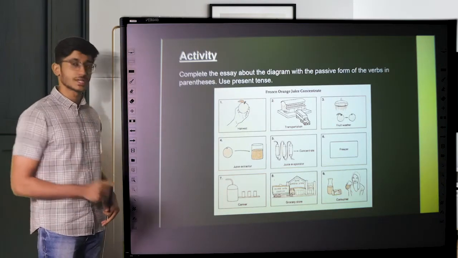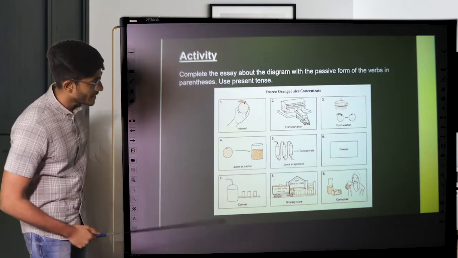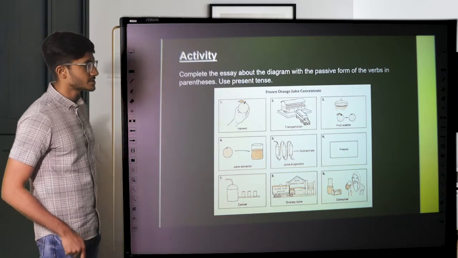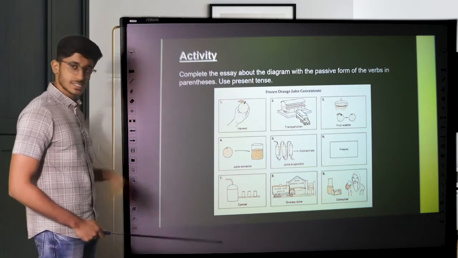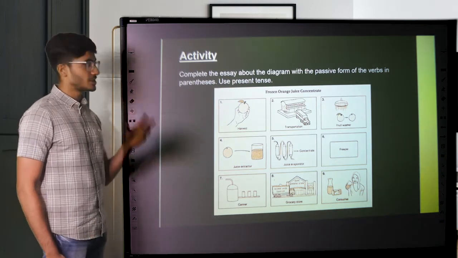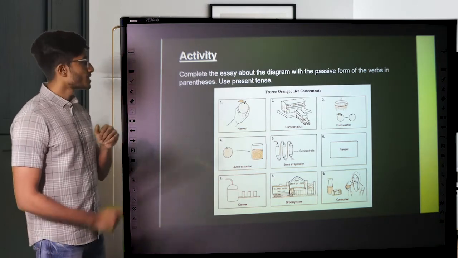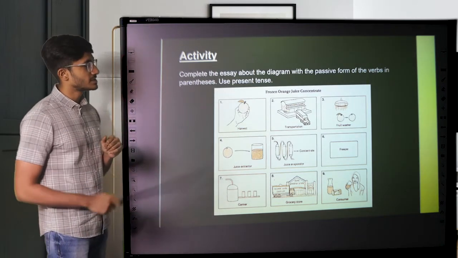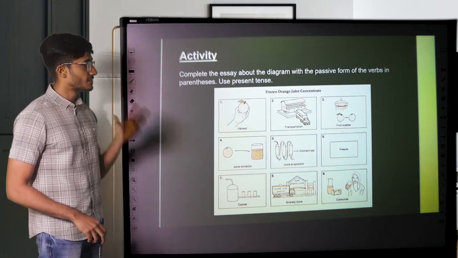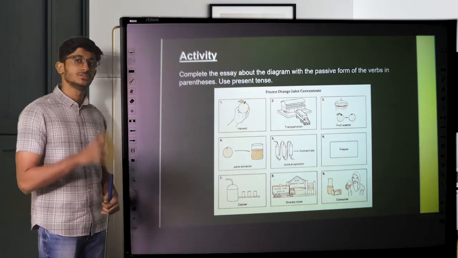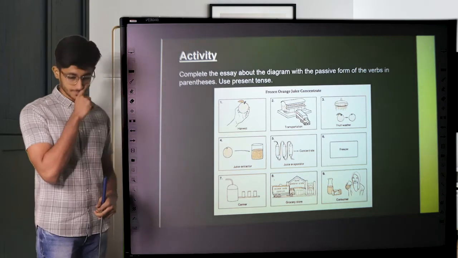So here we have another activity for you. We have a new diagram, frozen orange juice concentrate. This example we haven't done in the previous video or this video. So this is a new diagram, and this is for you guys to do. You have to complete the essay about the diagram with the passive form of the verbs in the parentheses, using present tense and using the sequences that we have taught you.